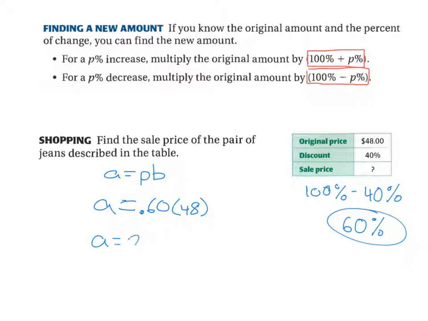So A equals 28.8. So that means the new price of those jeans is going to be $28.80, right?